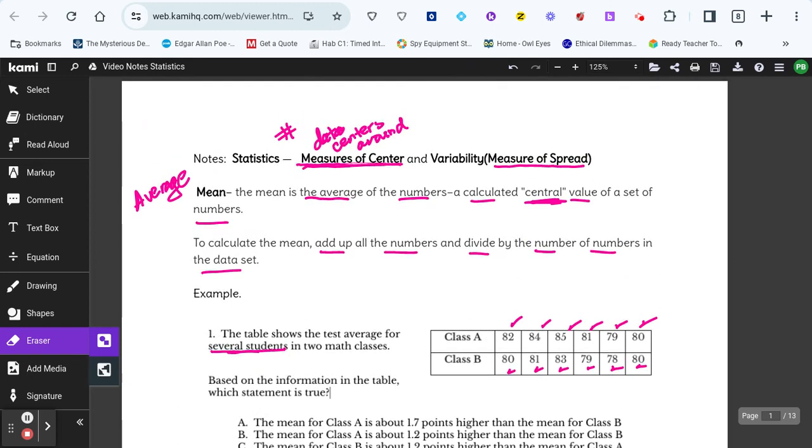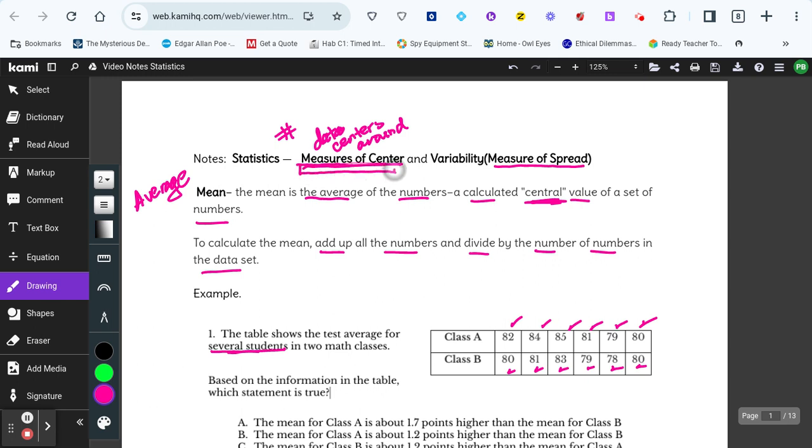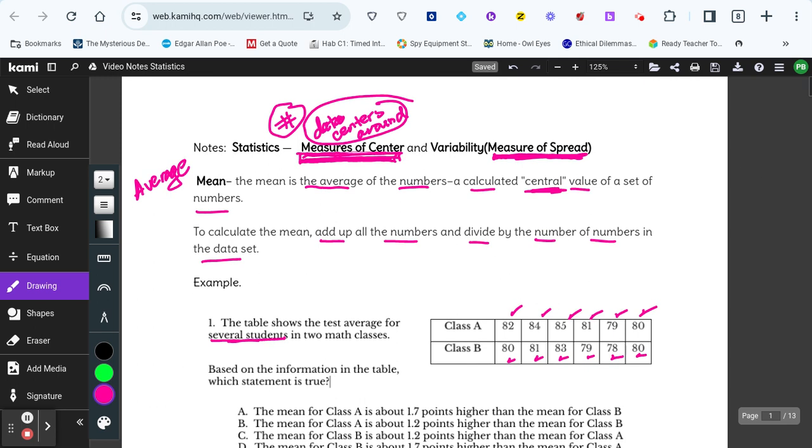All right, so we're going to be looking at the statistics unit. And the first thing we're going to talk about is a measure of center. A measure of center is just a number that the data centers around. Okay, variability is also something we're going to look at, and it's just how spread out your numbers are. It could be how spread out your numbers are from a low point to the highest point, or how spread out your numbers are from the center, okay?